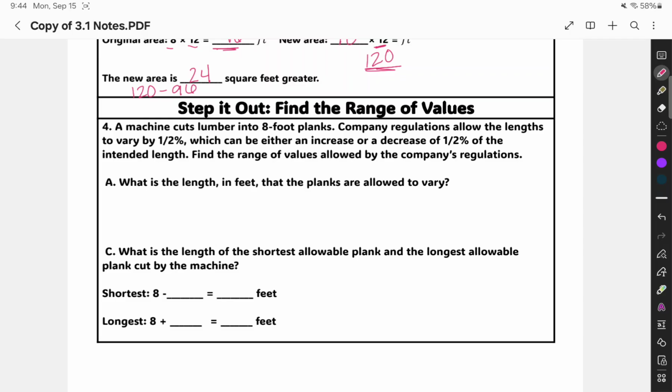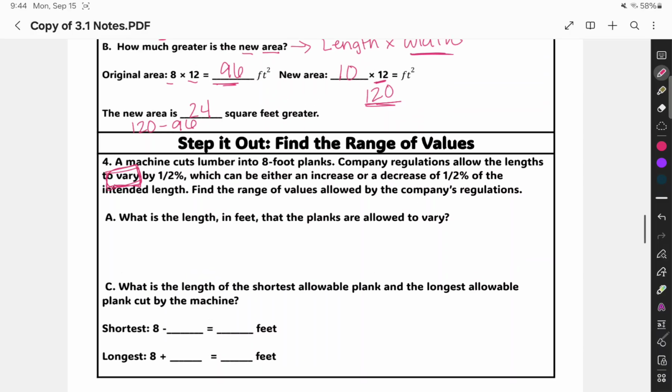The company regulation allows the lengths to vary. That's going to be our key word here. To vary means to change by 0.5%, which can be either an increase or a decrease of 0.5%. So it can be 0.5% less or 0.5% more than the original 8 feet. So they want us to find what that range would be, like what is acceptable here.